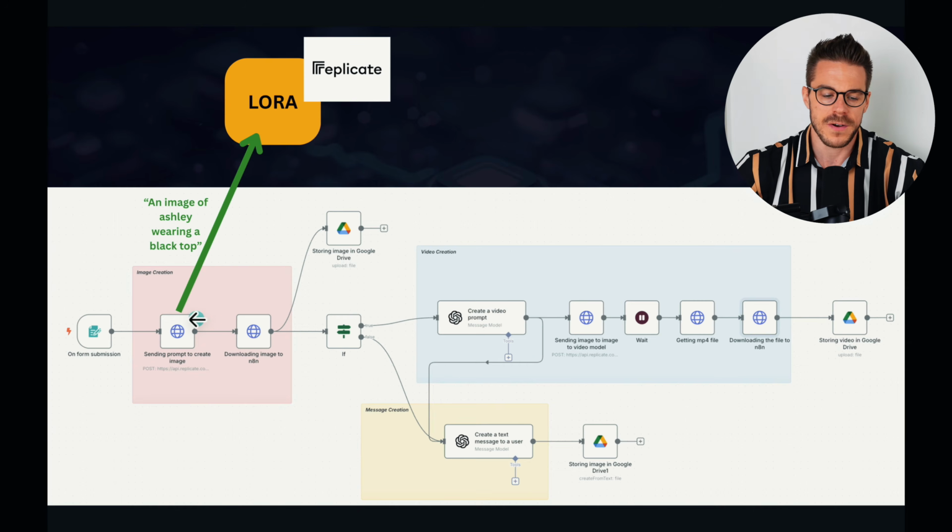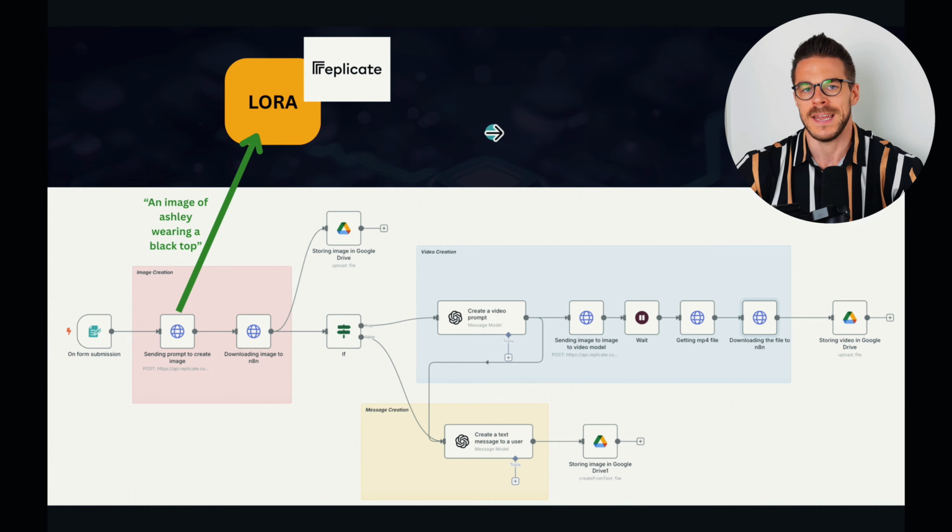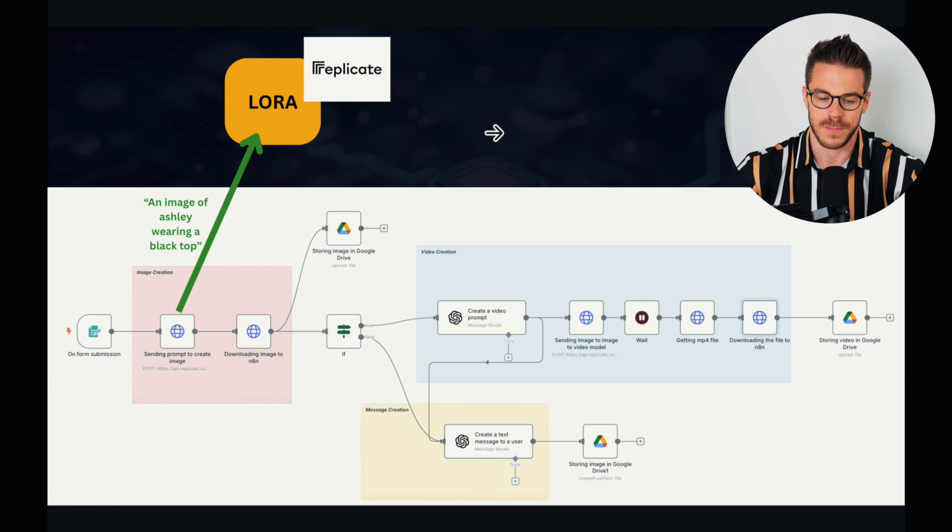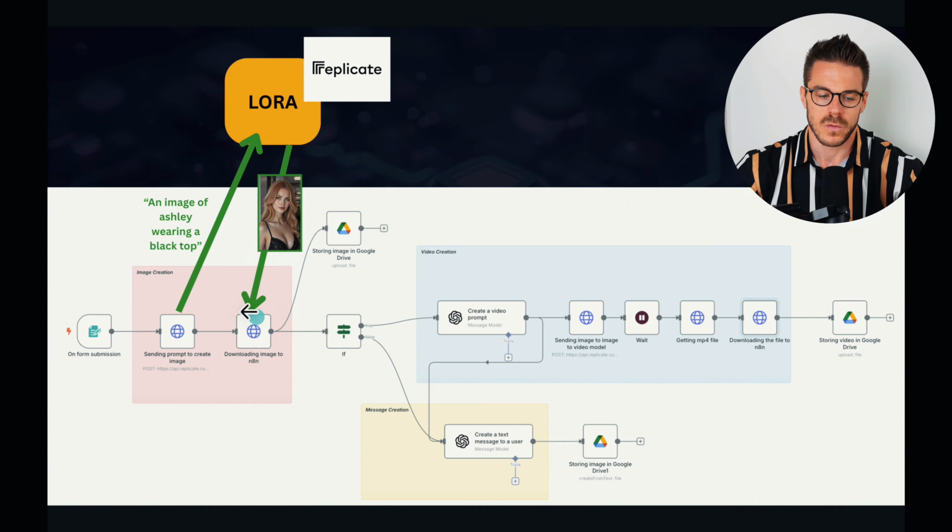And what we do here is that in the first step we send our image idea, for example an image of Ashley wearing a black top, to our LoRA at Replicate, and then the image gets created. And then in the next step we also use another HTTP request to get that image, and this looks like that. So we started by sending out the image prompt, and as a response we get back our image, and then we store that image in Google Drive.